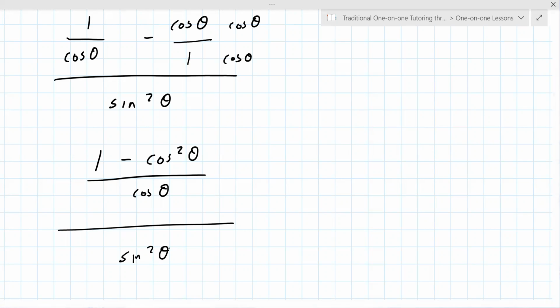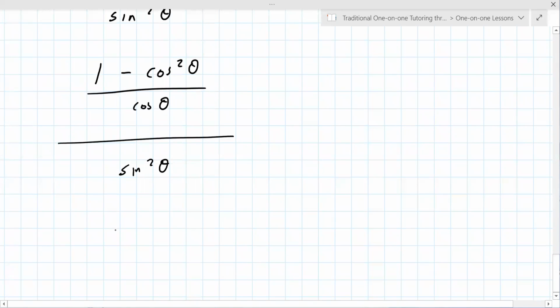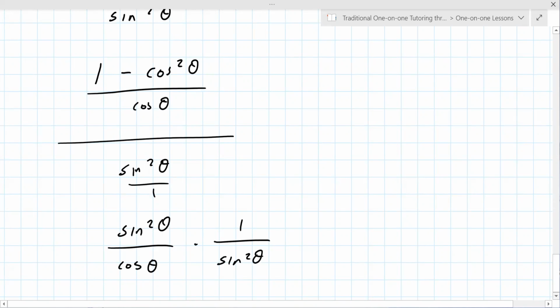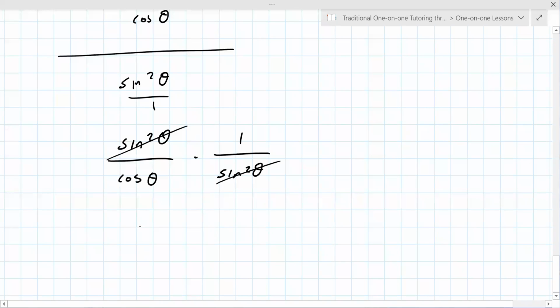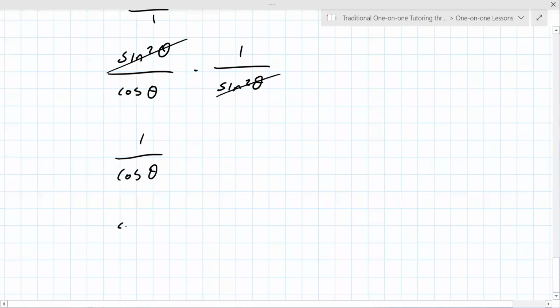I'm thinking it might be the 1 minus cosine squared, because my first idea is... Yeah, so that's the Pythagorean identity. So that's sine squared theta over cosine theta. And then we're going to multiply by the reciprocal of this, which is... yeah. And then we're really close here. You have to show these canceling. You have to show it's 1 over cosine theta, which is secant theta.